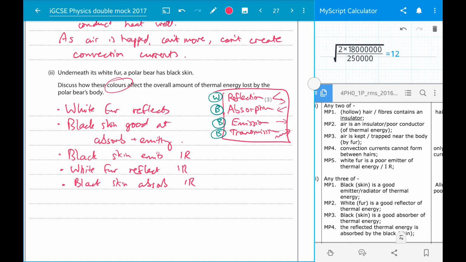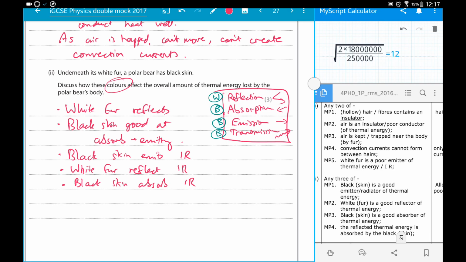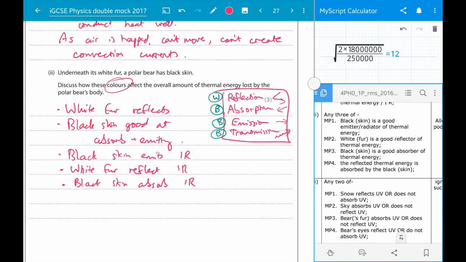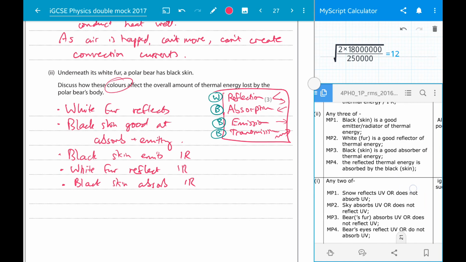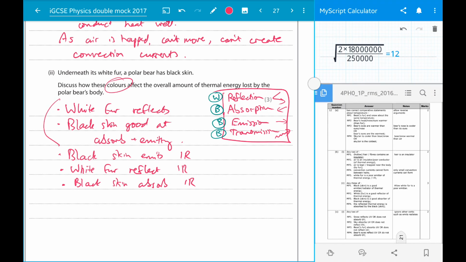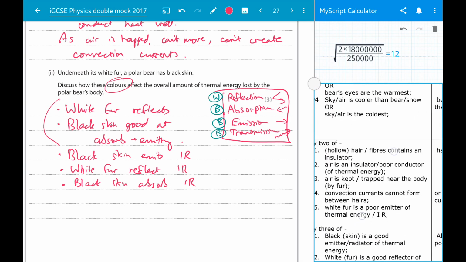So any infrared radiation that hits the polar bear and gets into the polar bear past the actual fur will go right the way through and be absorbed by the polar bear. But what's really going on here is the black skin will emit infrared radiation, the white fur reflects it back to the polar bear, and then the black skin will then absorb it again. And the marks are there on the right hand side if you wanted to go through in detail and have a quick look at that. But by saying that black skin is a good emitter, white fur is a good reflector, and black skin is a good absorber, by just saying these basic points at the top, that gets us 3 marks.